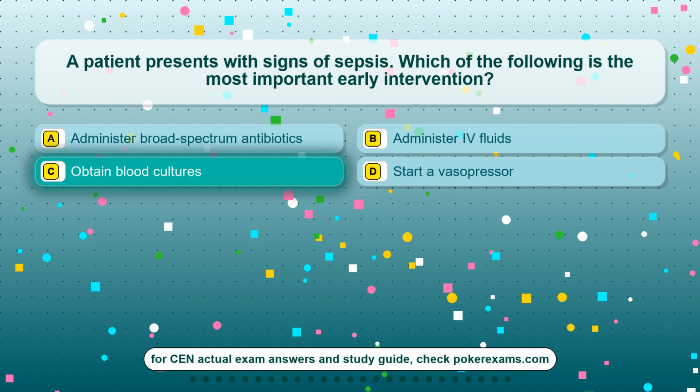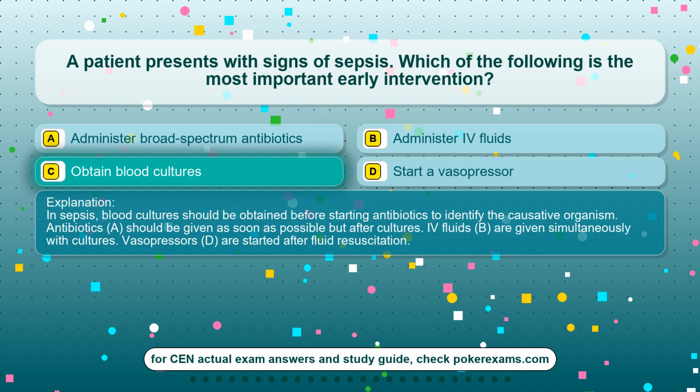The correct answer is option C, obtain blood cultures. In sepsis, blood cultures should be obtained before starting antibiotics to identify the causative organism. Antibiotics, A, should be given as soon as possible but after cultures. IV fluids, B, are given simultaneously with cultures. Vasopressors, D, are started after fluid resuscitation.